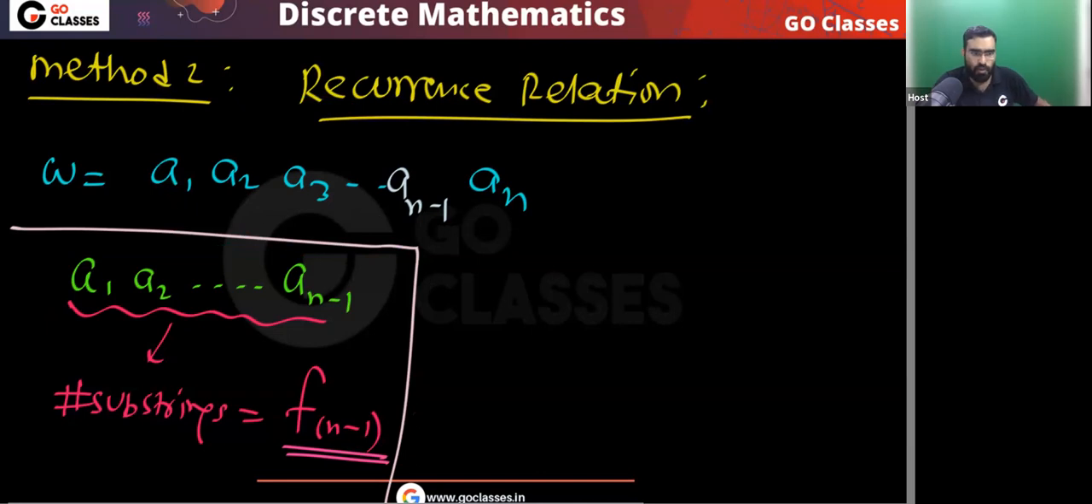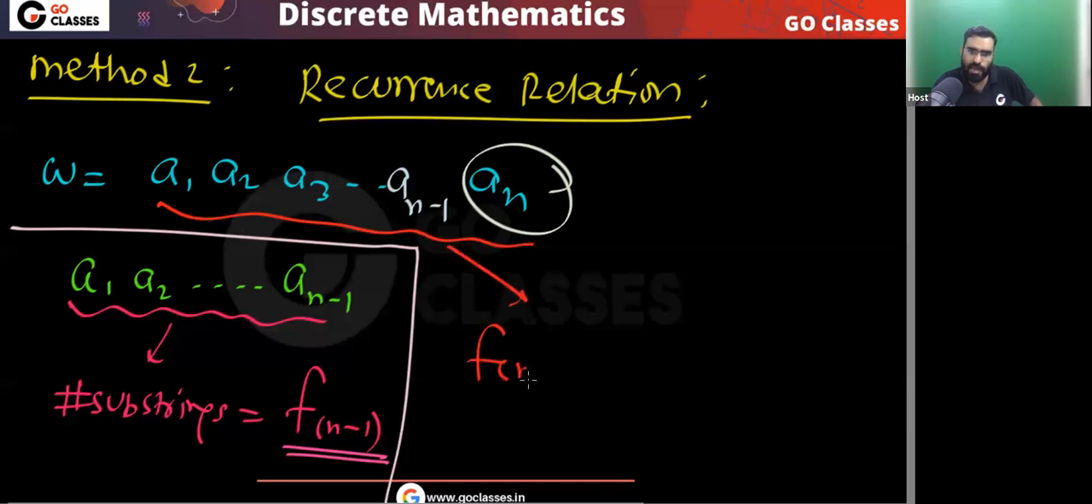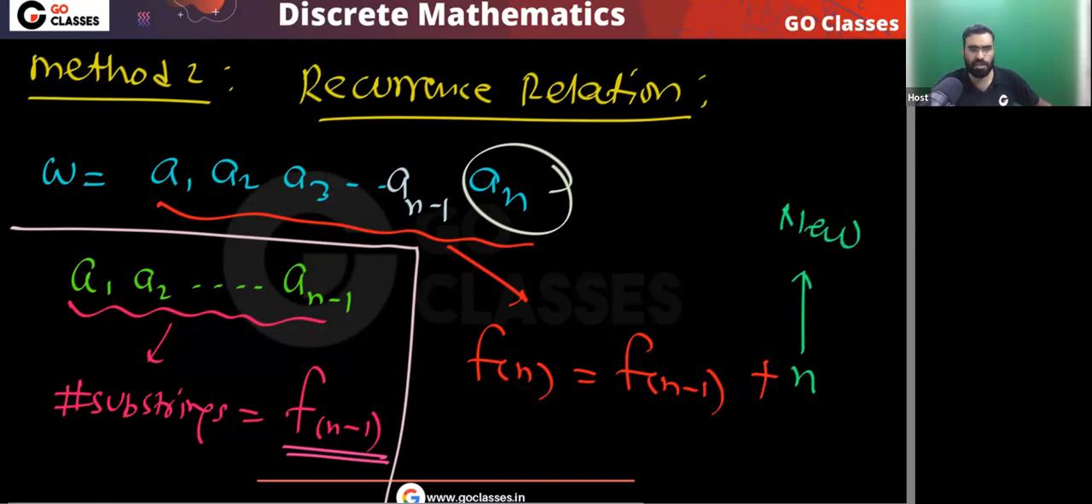Now for this new one, how many new will be there? If I add this an, how many new substrings will there be? So tell me what will be fn? That will be fn minus 1 plus new substrings. How many new substrings? Because of this character, a total of n new substrings will be there. So this is your recurrence relation.